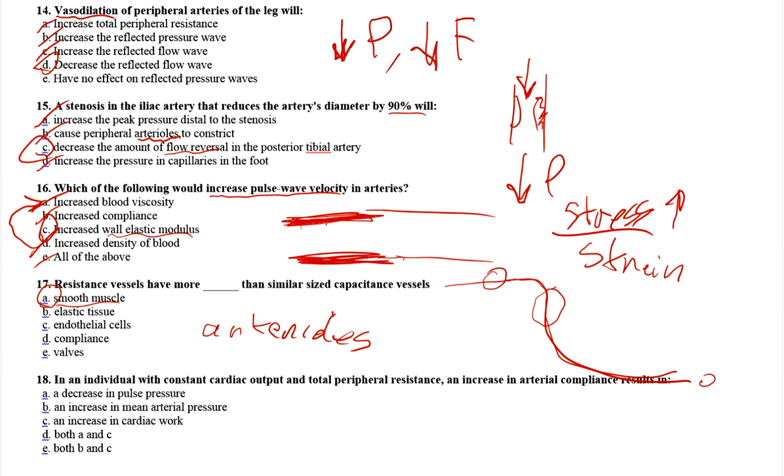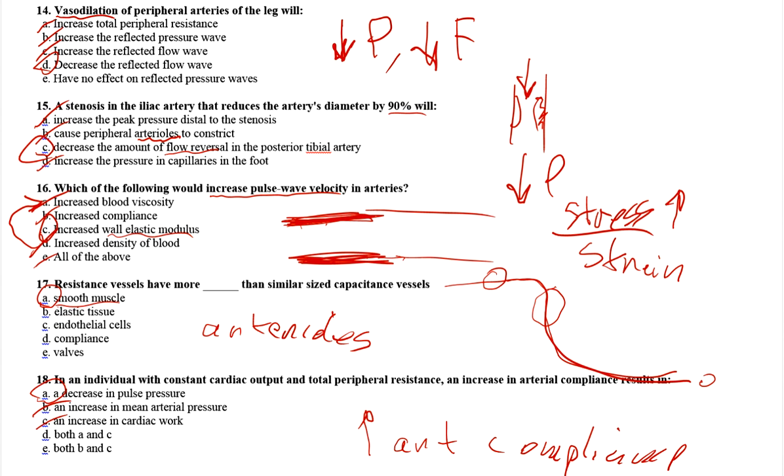Okay, number 18, an individual with constant cardiac output and total peripheral resistance, an increase in arterial compliance results in, okay, so increased arterial compliance. Let's think about that. That's going to decrease blood pressure and slow wave reflections, stuff like that. So let's look at our answer choices. It's going to result in a decrease in pulse pressure. I think that might be the answer. An increase in mean arterial pressure? It's not going to increase blood pressure. It's not going to increase work. So yes, A is the answer, a decrease in pulse pressure.